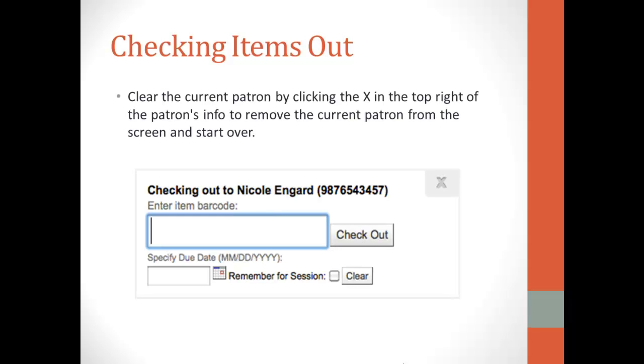To check items out to another patron, clear the current patron by clicking the X in the top right of the patron's info to remove the current patron from the screen and start over.